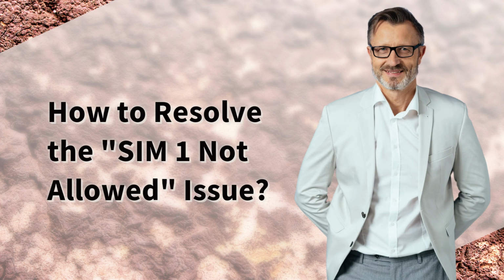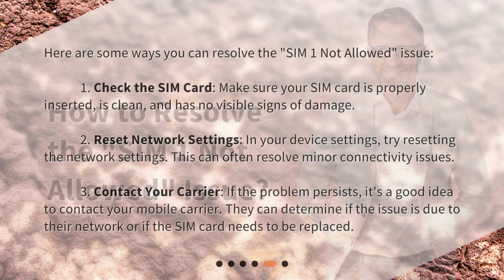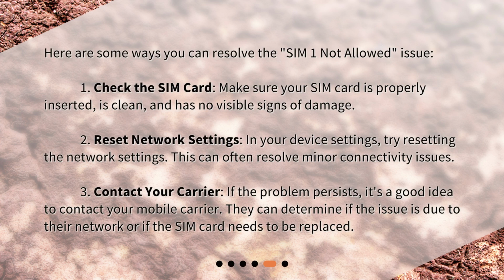How to resolve the SIM1 not allowed issue? Here are some ways you can resolve the SIM1 not allowed issue. 1. Check the SIM card. Make sure your SIM card is properly inserted, is clean, and has no visible signs of damage. 2. Reset network settings. In your device settings, try resetting the network settings. This can often resolve minor connectivity issues. 3. Contact your carrier. If the problem persists, it's a good idea to contact your mobile carrier. They can determine if the issue is due to their network or if the SIM card needs to be replaced.